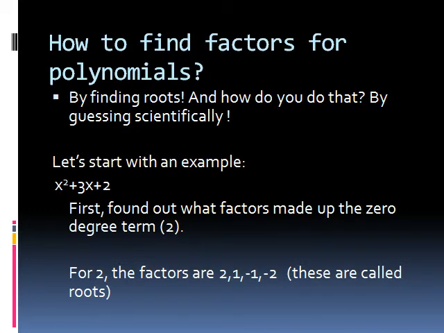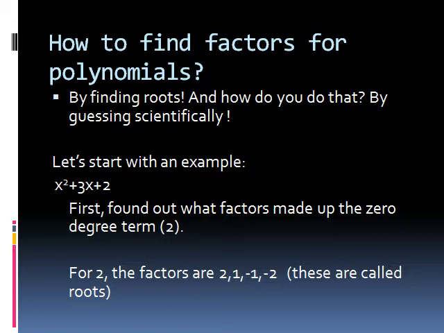So, how to find factors for polynomials? There are several ways, but the easiest and fastest way is by finding something called roots. And how do you do that? Well, the best way is to guess scientifically. There's no better way to explain this than to start off with an example. So let's look at the example below: x squared plus 3x plus 2 equals 0, and we want to find factors for this.